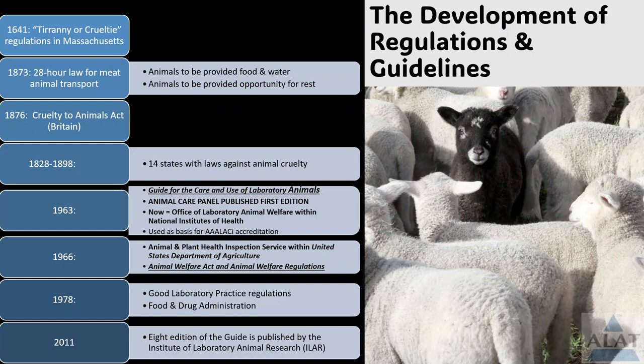1966, the landmark Laboratory Animal Welfare Act was passed, the first U.S. federal law specifically addressing the care and use of laboratory animals. It led to the creation of the Animal and Plant Health Inspection Service, APHIS, within the United States Department of Agriculture, USDA, responsible for enforcing the Animal Welfare Act and its regulations. 1978, Good Laboratory Practice regulations were established by the Food and Drug Administration, further strengthening standards for animal research.